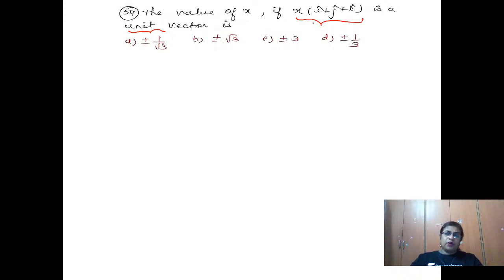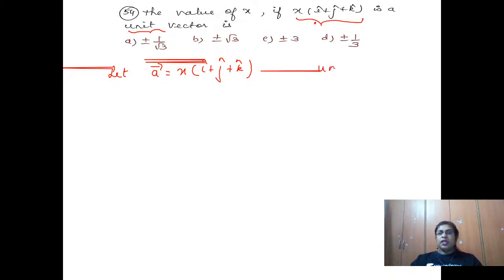Now, this which has to become a unit vector, this particular expression which I have underlined, that is x into I cap plus j cap plus k cap. Let me call that some vector A. So let vector A be equal to x into I cap plus j cap plus k cap. Now I want this to be a unit vector. So unit vector means what comes to my mind? Magnitude is equal to 1. So I'm taking the magnitude of A.